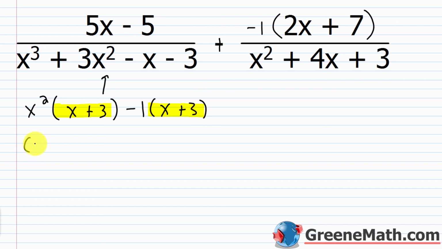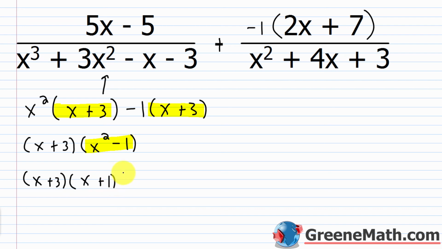You'd have the quantity x plus 3 times the quantity x squared minus 1. Now, x squared minus 1, you might not notice this, but that's the difference of two squares. So this can be further factored. So really, this is x plus 3 times the quantity x plus 1 times the quantity x minus 1. Always look for further factoring.